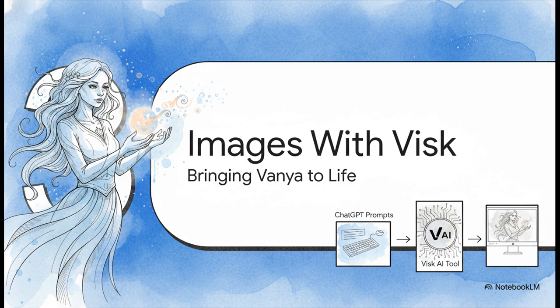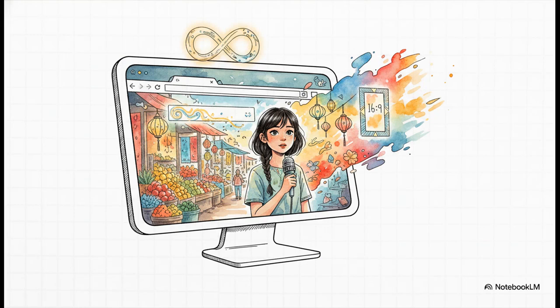All right, Section 3, generating images with Visk. Time to bring Vanya to life. Now we transition from our text blueprint into the actual visuals. We're going to take those image prompts that ChatGPT just whipped up and bring them over to a fantastic free tool called Visk AI. You can use it right in your browser or on your phone, and the absolute best part is that it gives you unlimited free image generation, no weird token limits.